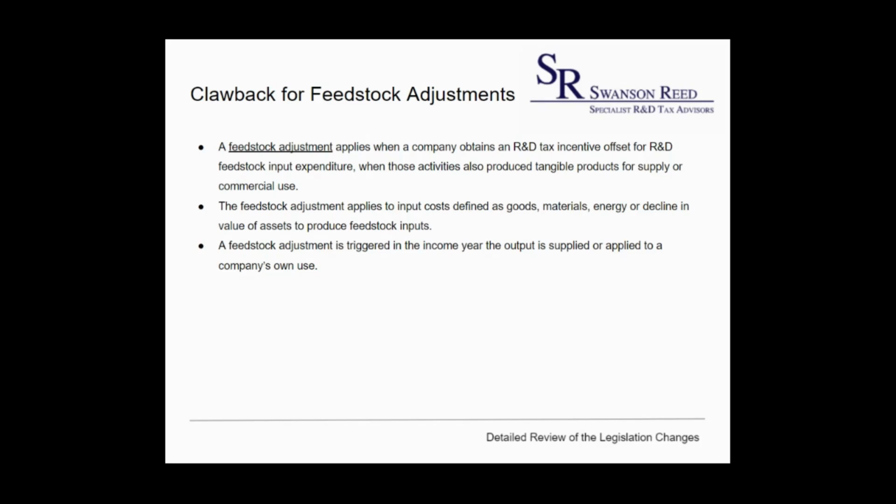For example, it may apply to the ingredient and energy inputs that go into making an experimental cake mix, which produces sellable output. Alternatively, it may apply to the material costs of a mechanical prototype, which is an experimental bespoke unit and ends up being sold by the R&D entity. A feedstock adjustment is triggered in the income year where the output is supplied or applied to a company's own use.